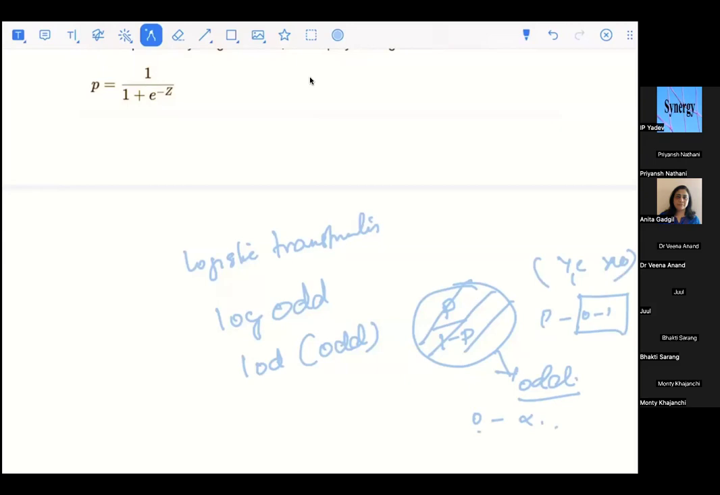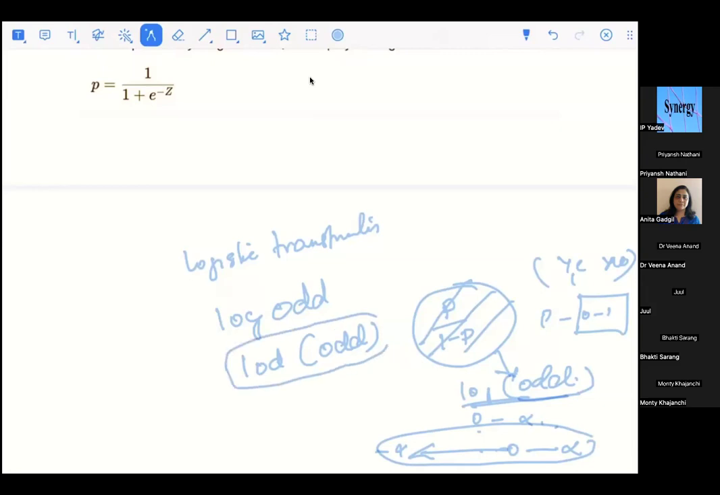But still we are having only the right side of the continuum, that means 0 to infinity. We should have minus infinity also here. How can we convert this to minus infinity? You just take the log of odds. When you take the log of odds, you will get this whole continuity. That was how the link function came. This is called a logistic transformation.